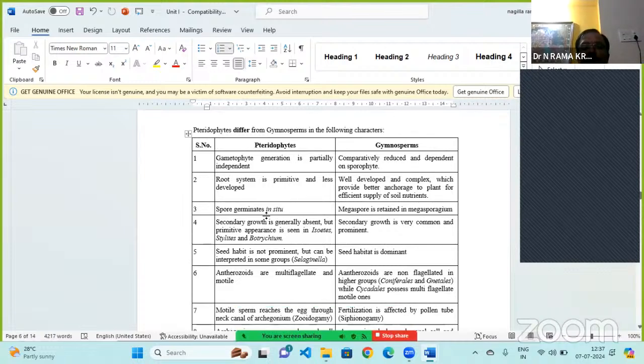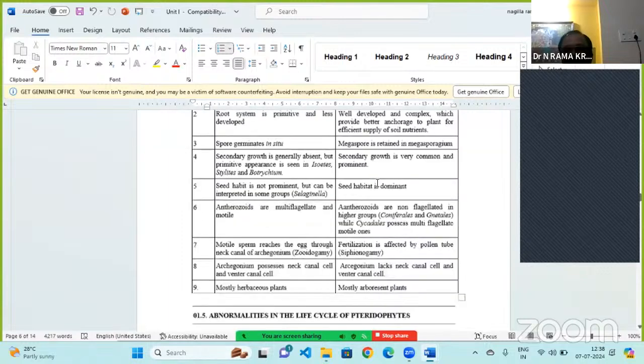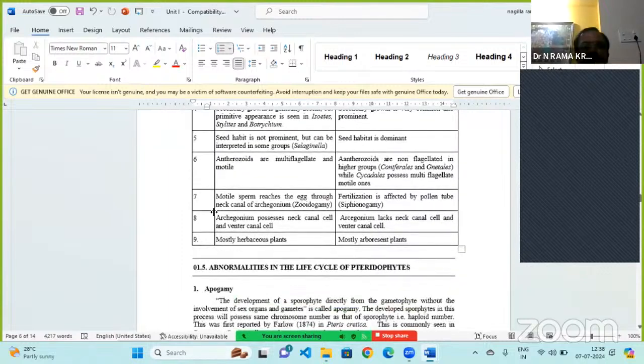The spores germinate in situ, and the megaspores are retained in the megasporangium. Secondary growth is generally absent in pteridophytes, but in gymnosperms secondary growth is commonly present. The seed habit is not prominent in pteridophytes, though it can be seen in some groups, whereas in gymnosperms the seed habit is dominant. Antherozoids are multiflagellate in pteridophytes, but in gymnosperms they are non-flagellate.